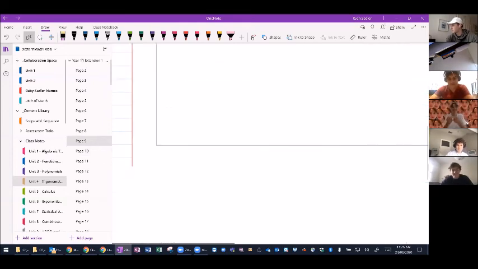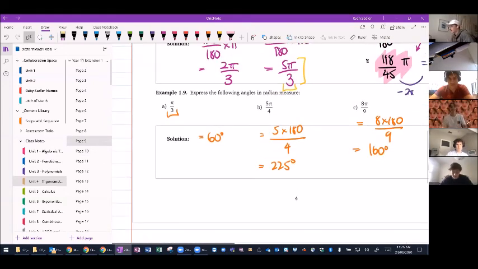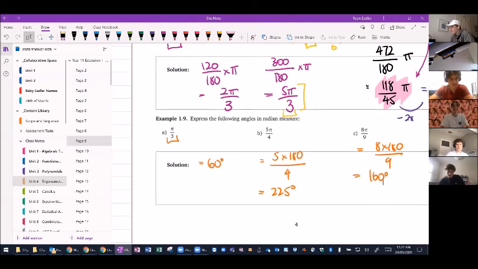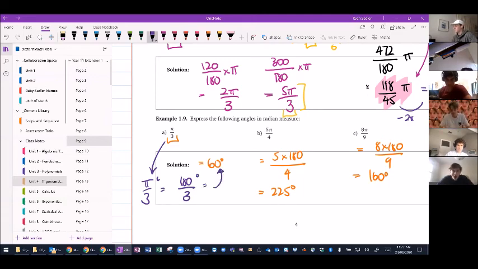1.9. Here, you're essentially just replacing pi with 180 degrees because pi is 180 degrees. So you just say, well, pi over 3 in radians is the same as 180 degrees on 3 in degrees. So that's 60 degrees. So that's converting it.